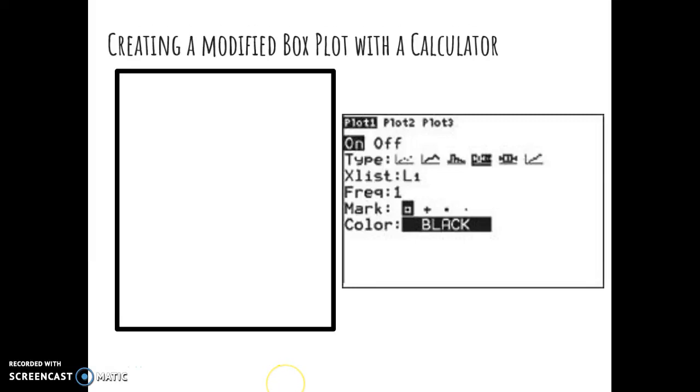This video is measures of position part 4. So we're going to pick up with creating a modified box plot. That's the box plot with outliers using the calculator.